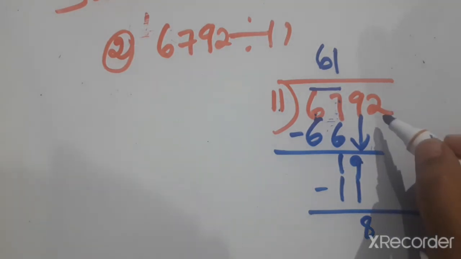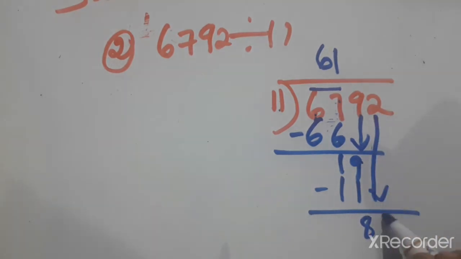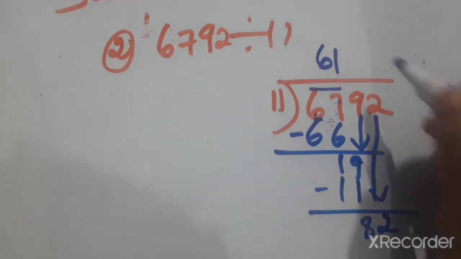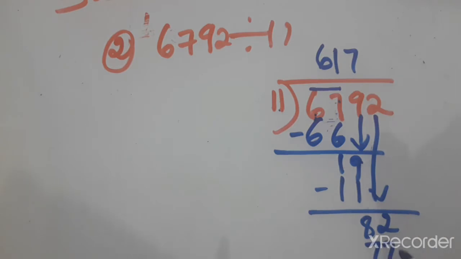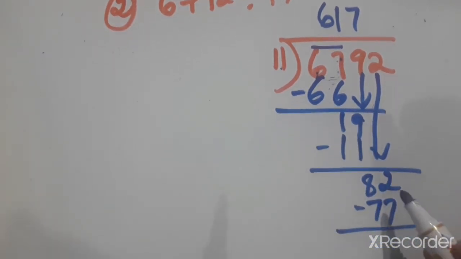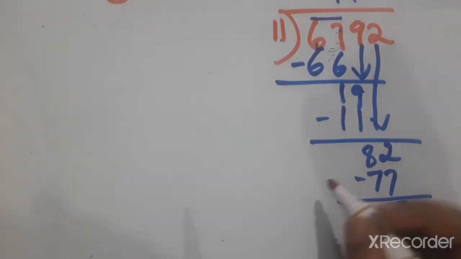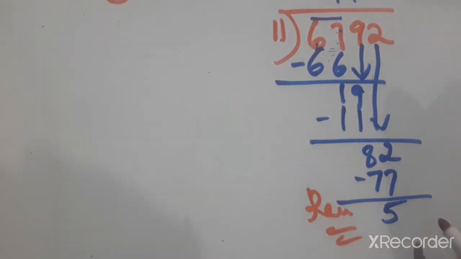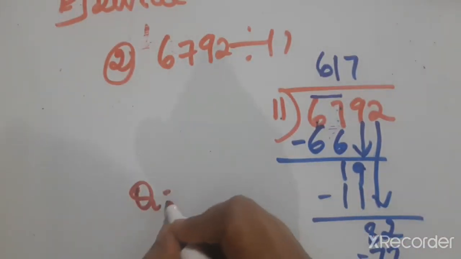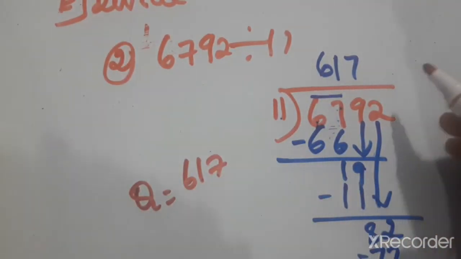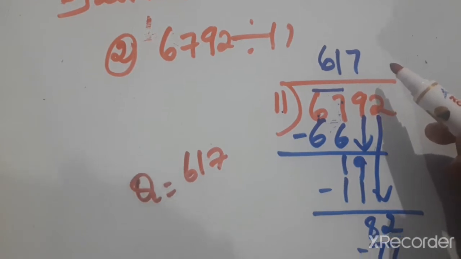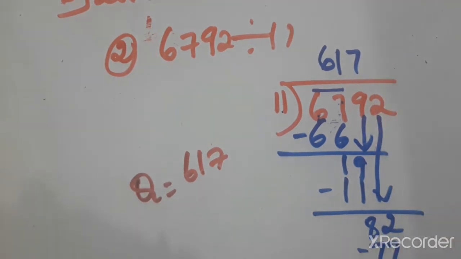Then bring these 2 down. 82. 11 how much are nearer to 82? 11 sevens are 77. Minus means 12 minus 7 means 8, 9, 10, 11, 5. So remainder is 5 here, we can stop it. Remainder is 5 and quotient is 617. Again we can continue with the decimal point also. So here we can stop it. 617.